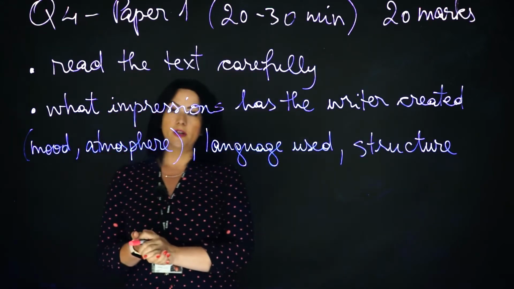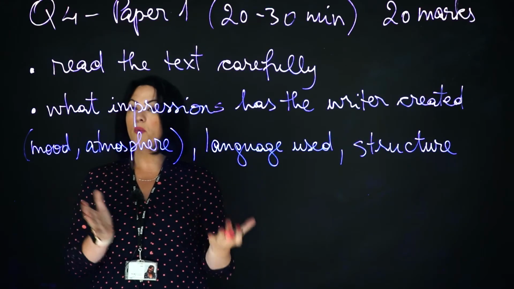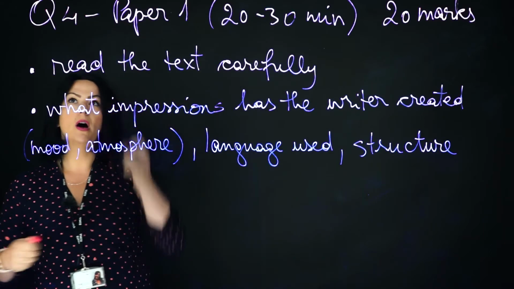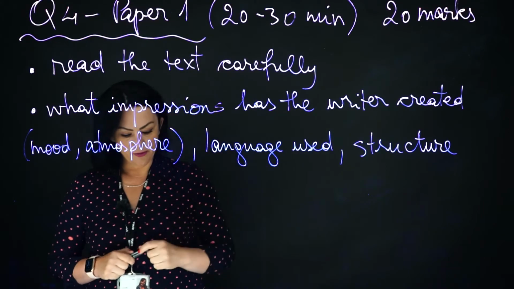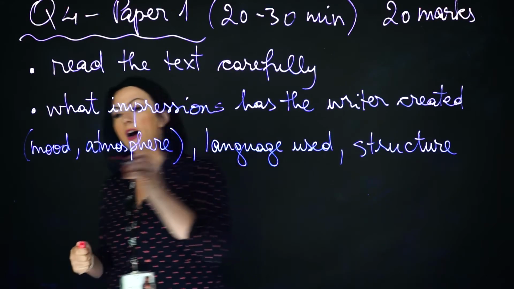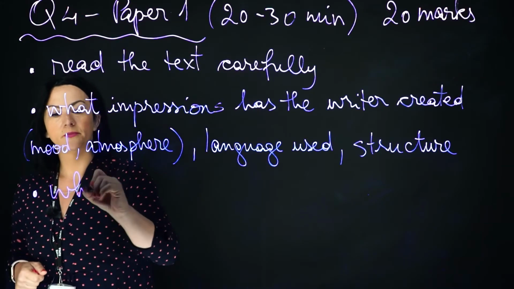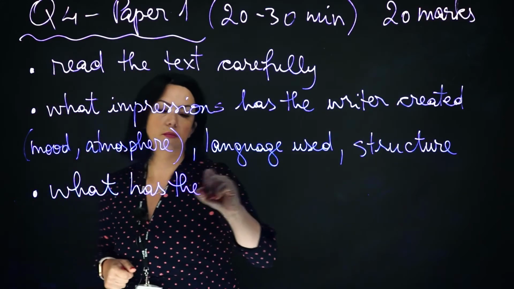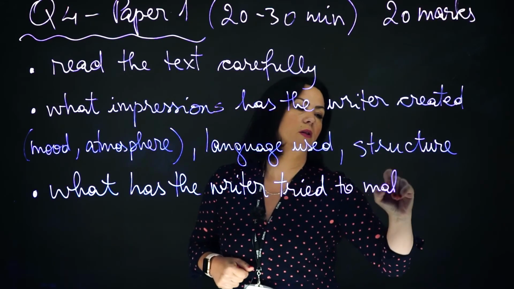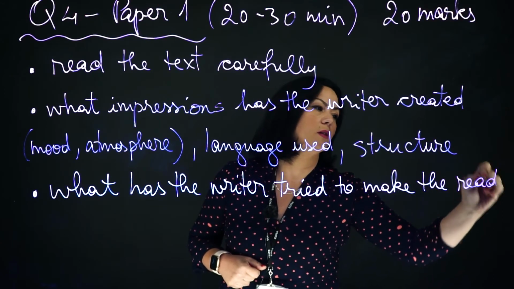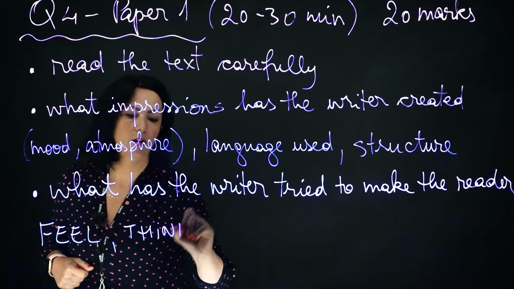So by now, when you approach question 4, you will have already done question 1, 2, and 3. So you know what the text is all about, you know what language the writer has used, and you also know how the text has been structured. When you start thinking about the writer's intention, try to think, what has the writer tried to make the reader feel, think, or imagine?